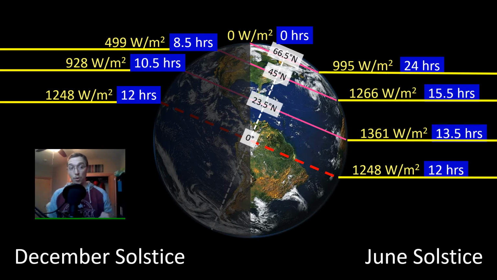And as you get further, we think of the Arctic Circle, for example, in December, sees no sunlight, right? The land of the midnight sun. But if you see it in the June solstice, it's getting 24 hours of daylight. And if you look at our home, right around 45 degrees north latitude, we go from 499 watts per meter squared at 8.5 hours of daylight in the December solstice to 1,266 watts per meter squared at 15.5 hours of daylight during our June solstice.